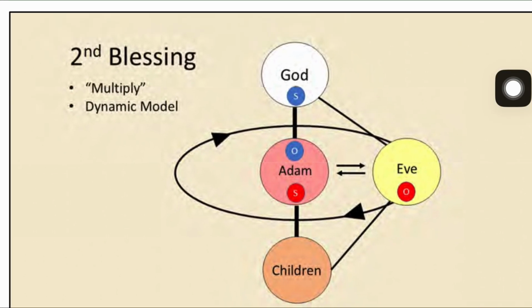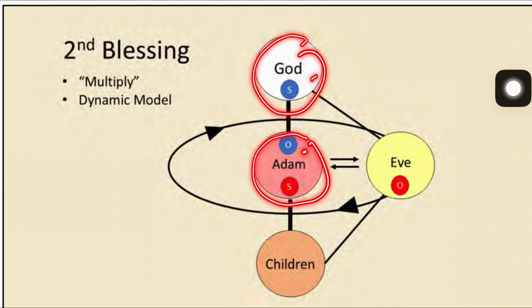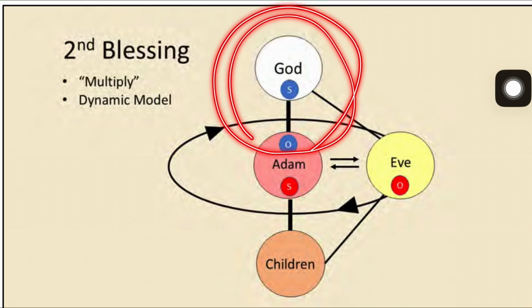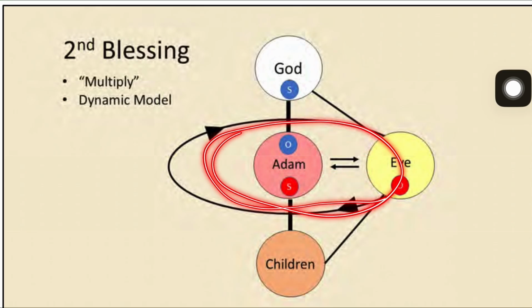Okay, so this is the dynamic model. Sabihin, the head of Adam is God. Okay, the subject of Adam is God. And Adam rotates around the will of God, following the will of God. Eve is the object of Adam. The subject of Eve is Adam. So, they are supposed to have this give and receive action together with Eve going around Adam.